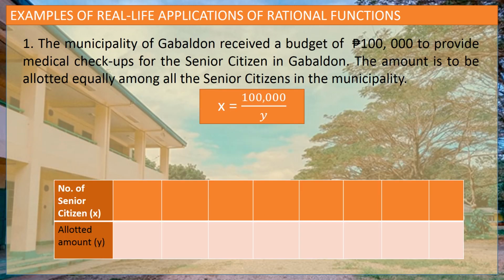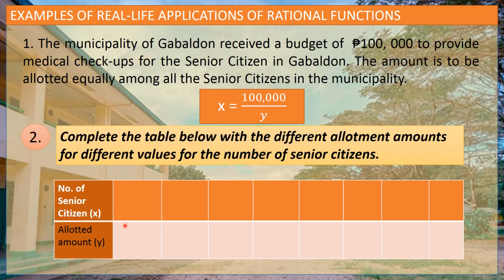So, yan. Next. So, we have now the equation and we have the table of values. Number of senior citizens and allotted amount. Okay? So, number of senior citizens natin, complete the table. Okay, let's complete this table.